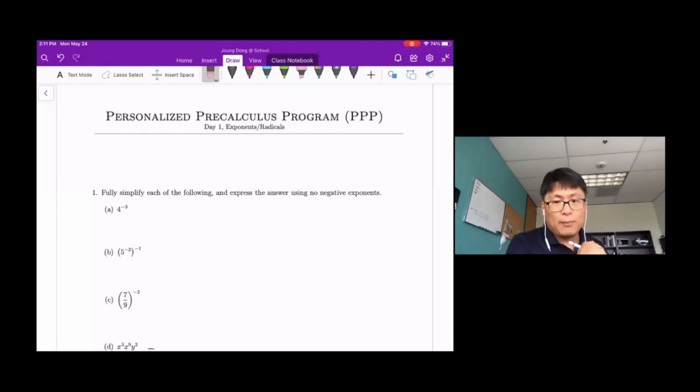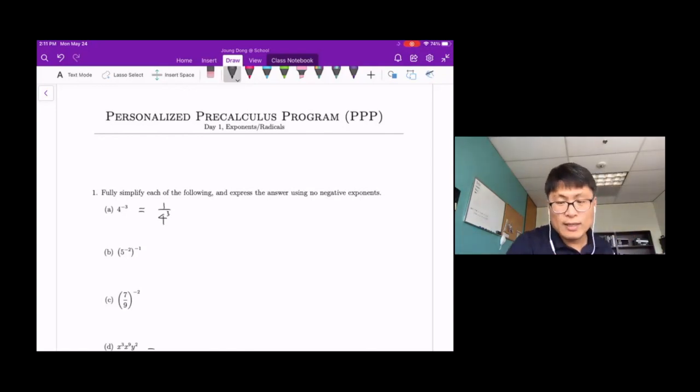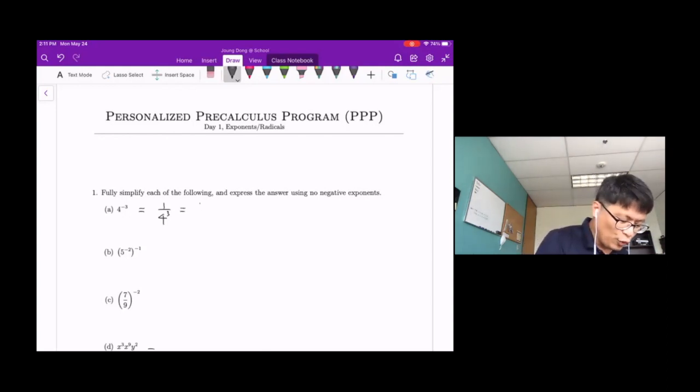Okay, look at the first problem. 4 to the power negative 3. We're going to take care of the negative power first. The negative power means upside down, right? So 4 will be 1/4. It is equal to 1 over 4 cubed. I just used the negative sign only, so we still have cubed. And 4 cubed is 64. So the answer is 1 over 64. This is the simplest form.